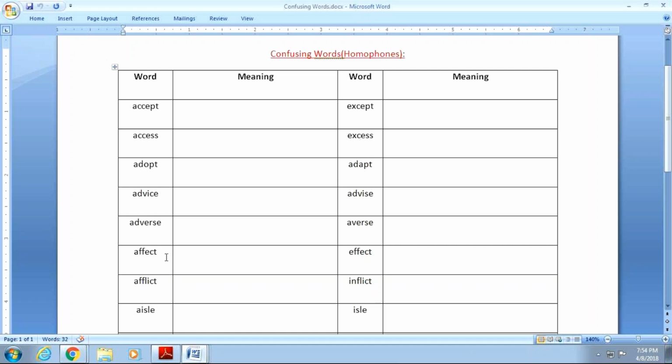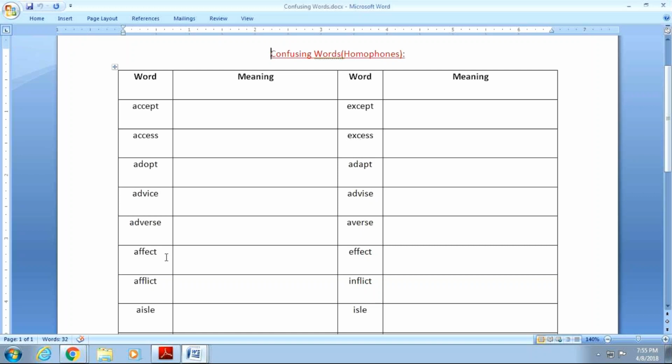The next set of words are very important, affect versus effect. Affect and effect are often confused. Why? Because they have similar pronunciation and they also seem to mean the same. But again, as we already discussed with advise and advice, one is a noun and the other is a verb.